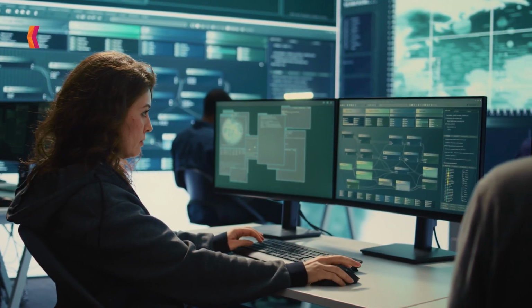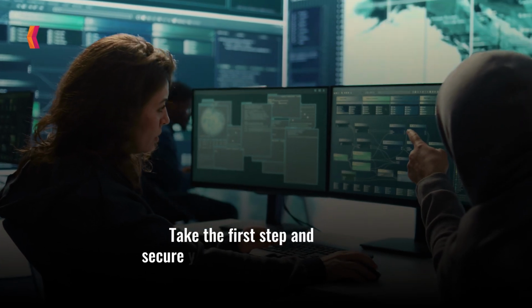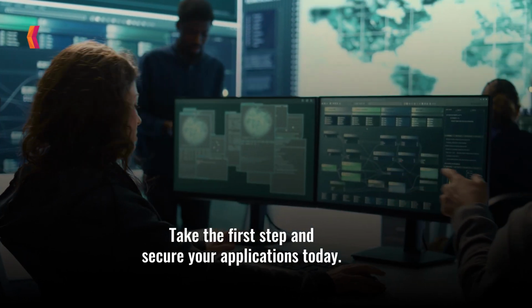So, don't let hidden gaps hold your projects back. Take the first step and secure your applications today.